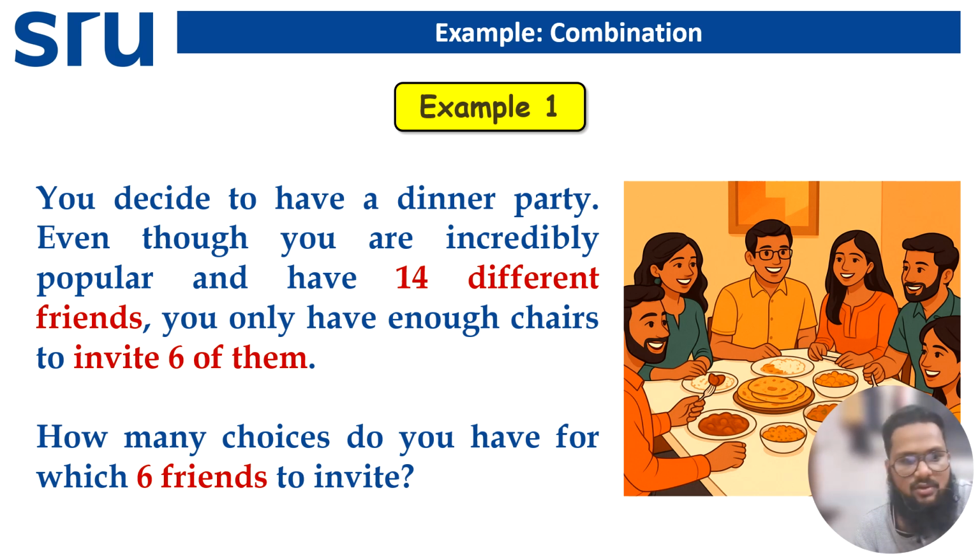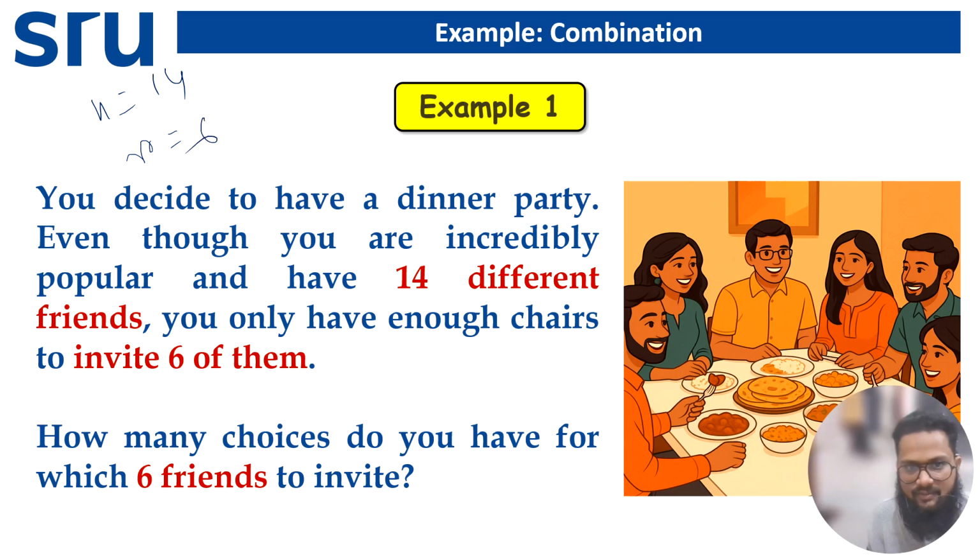Definitely without repetition, because all the 14 friends you have are different. They are not identically the same. All are different entities, different elements, right? So in that case we are going to use the combination without repetition formula. You can easily understand that here n is 14, and r, the number of combination elements, is 6.